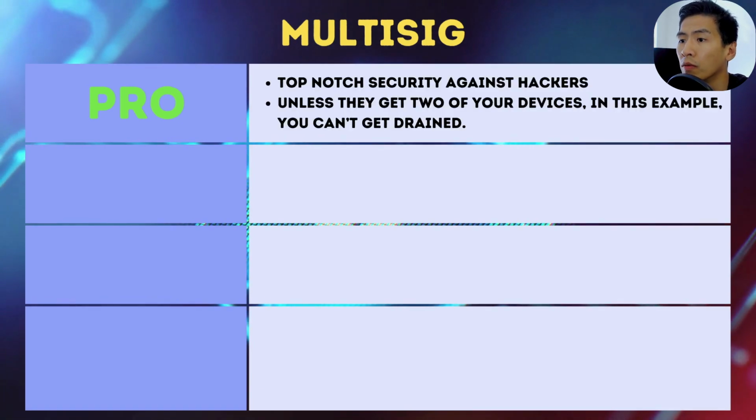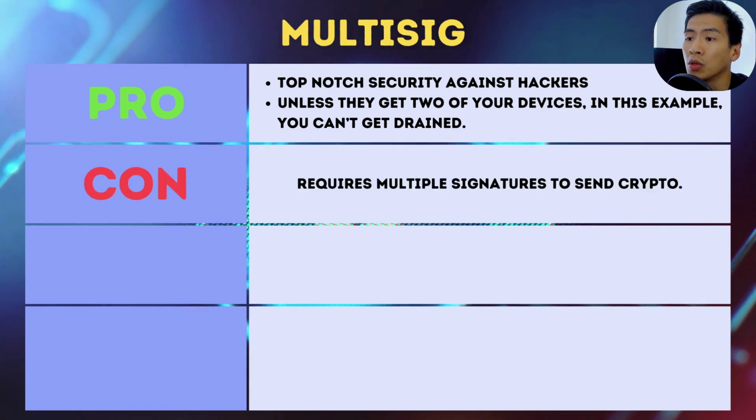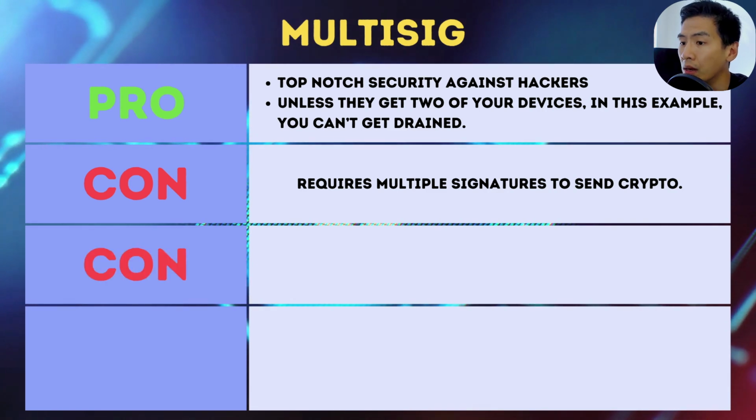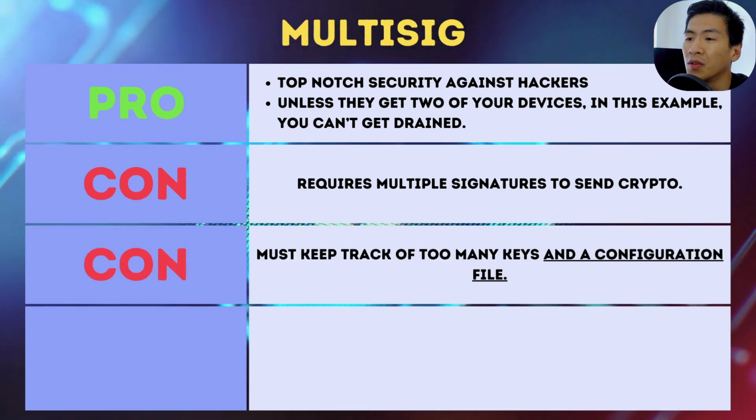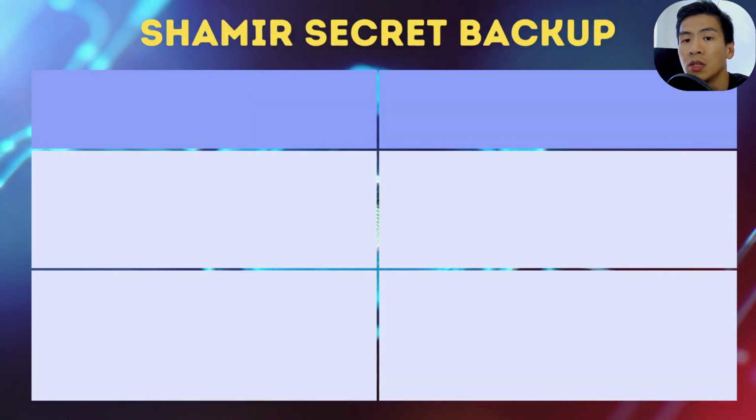Unless they get 2 of your devices in our examples that we use today, you can't get drained. One con is that it requires multiple signatures to send crypto. Another con is you have to keep track of too many keys and a configuration file. And the third con is if you die, it will probably be next to impossible for your family to retrieve your funds.